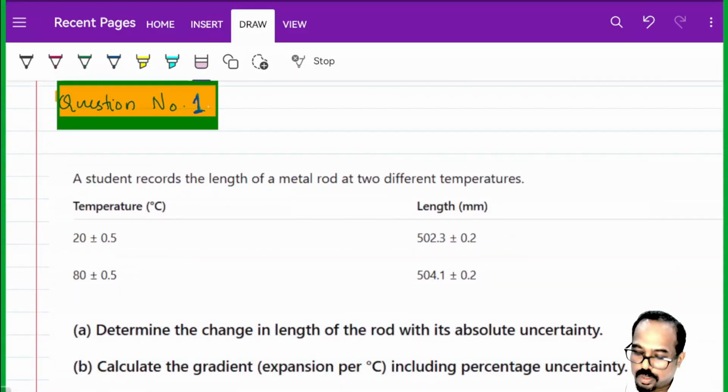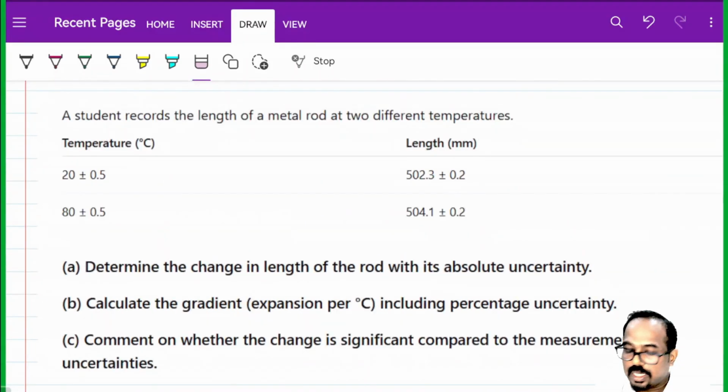This is question number 1. You just take a screenshot and pause the video. Start doing it by yourself. After finishing that, you resume the video and check the solution. Now I'm going to solve this question.